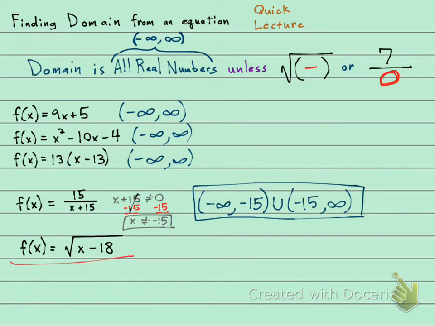Now what about this one? F of x equals the square root of x minus 18. Okay, normally my domain is all real numbers, but here, look under the radical. Whatever's under the radical cannot be negative. So it has to be greater than or equal to 0. So to answer this question, I take what's under the radical, the x minus 18, and I say that that has to be greater than or equal to 0. Now I solve to get my x by itself. I'm going to add 18 to both sides.